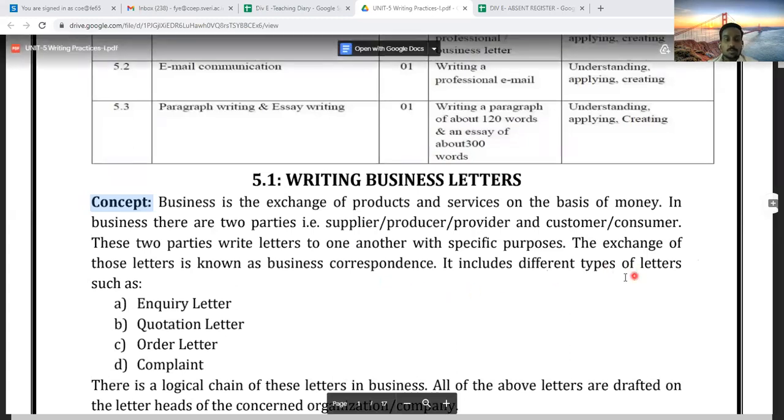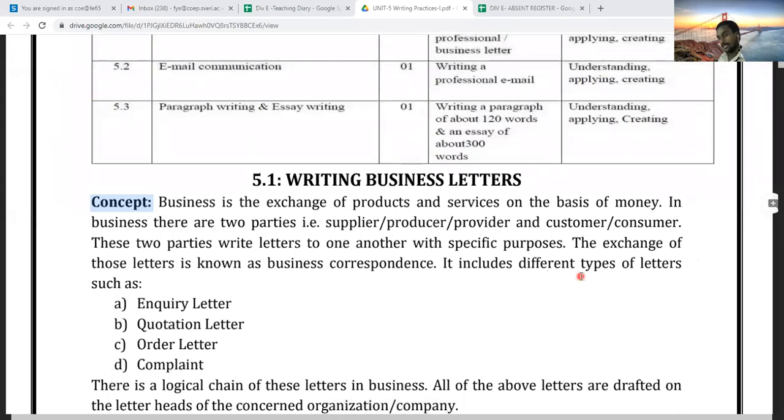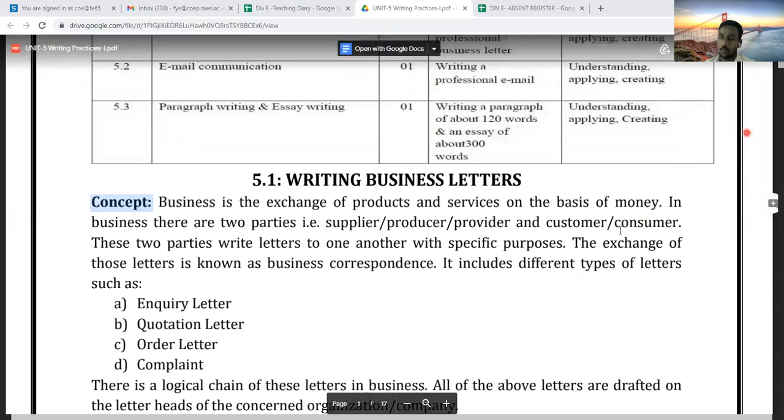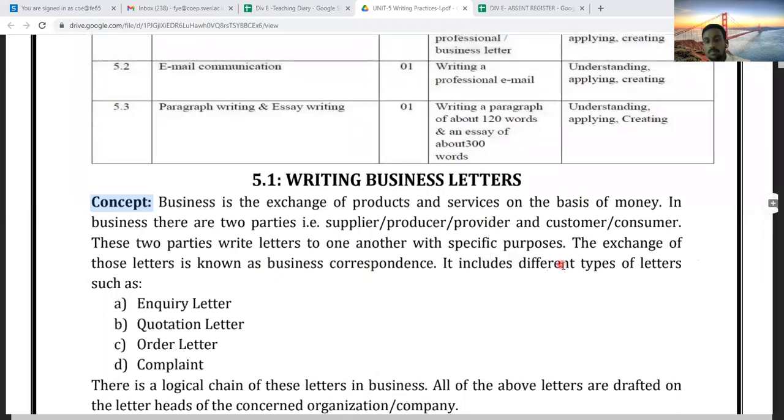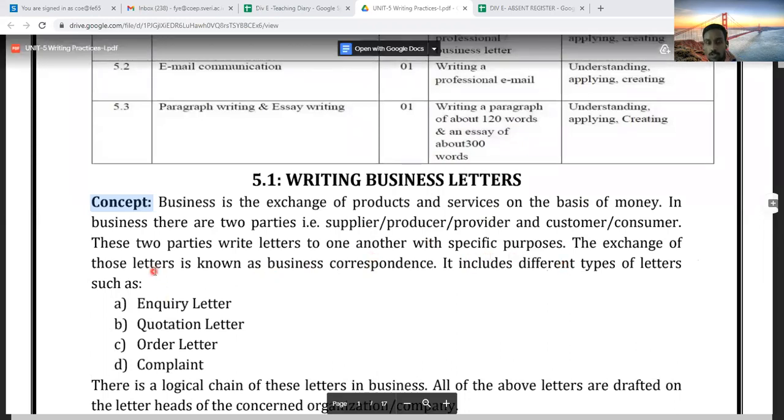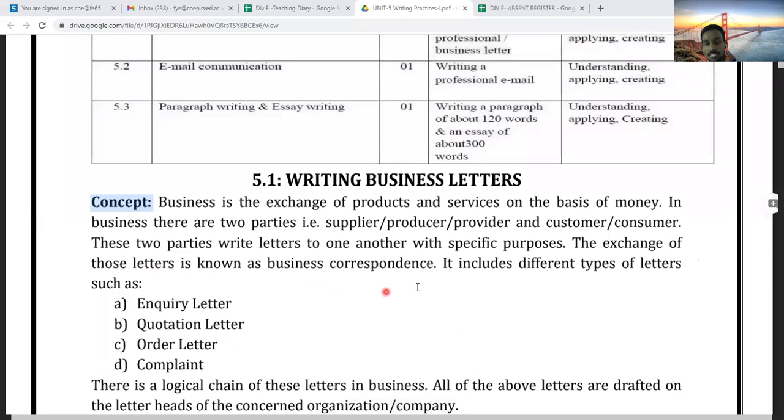It includes different types of letters. We are talking about business letters, and they have some purposes. Business is not the only thing; once you start a business, it is not the case that you don't need anything. You are expected to produce, and raw material is required. So many things are there in a business. Based on these, you are expected to communicate and have transactions with other people and other companies. For that there are specific reasons and purposes, and to fulfill these purposes, people write letters. Those letters are called business letters, or business correspondence.